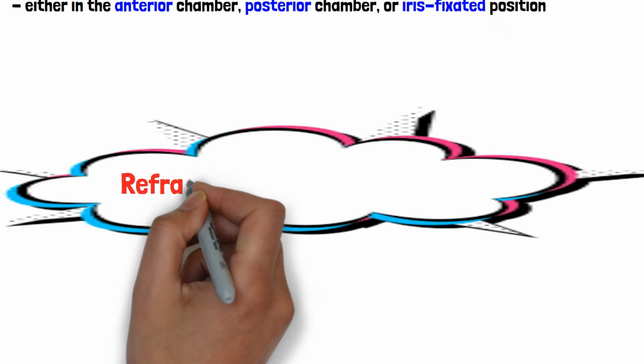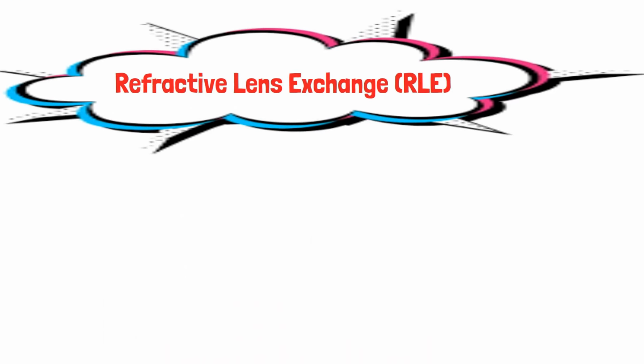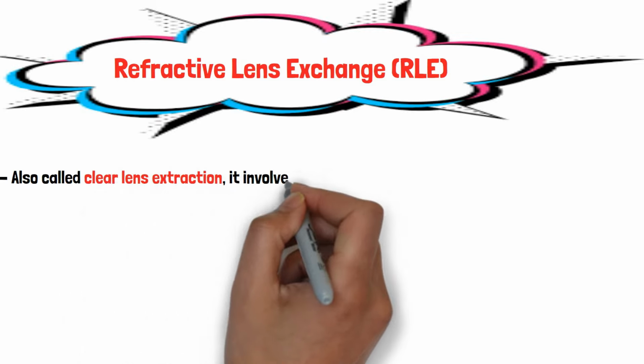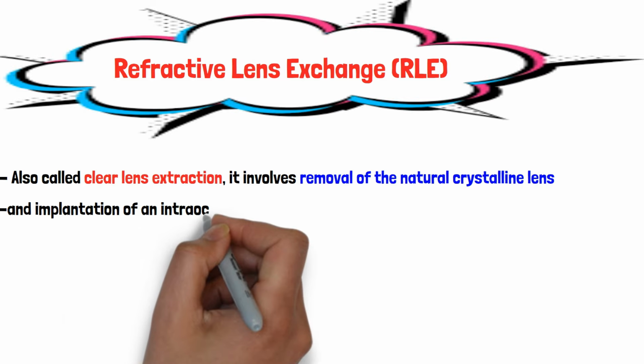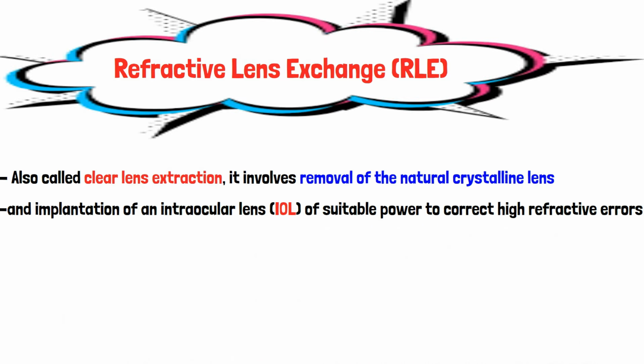In contrast, refractive lens exchange, or RLE, also known as clear lens extraction, involves removing the eye's natural lens, even though it is not cataractous. It is replaced with an intraocular lens of appropriate power to correct high refractive errors. This procedure is particularly suited for older patients or those with extreme ametropia.